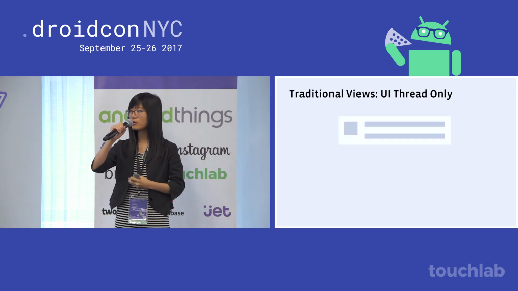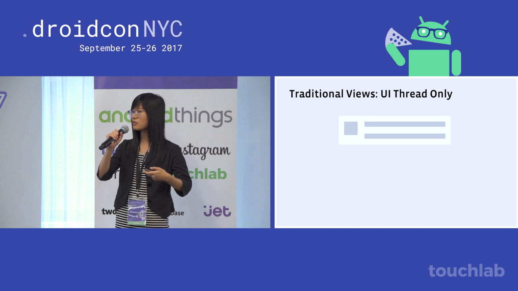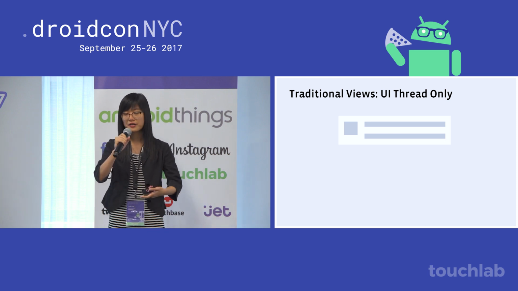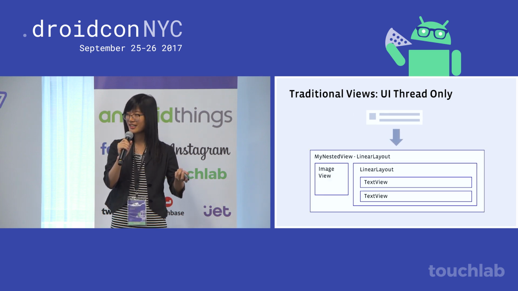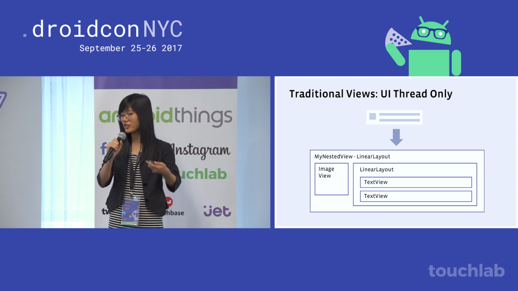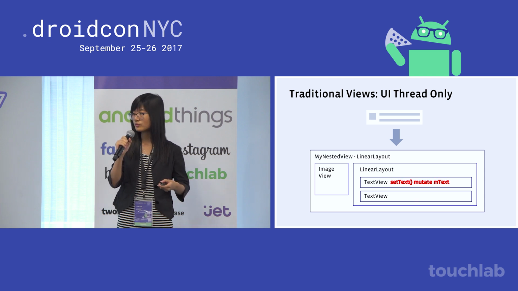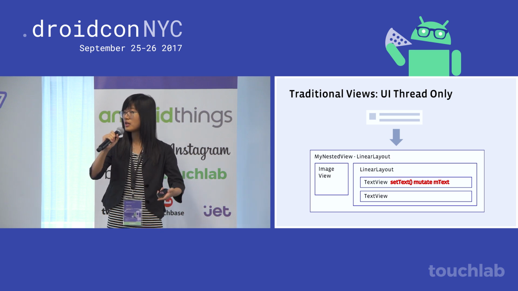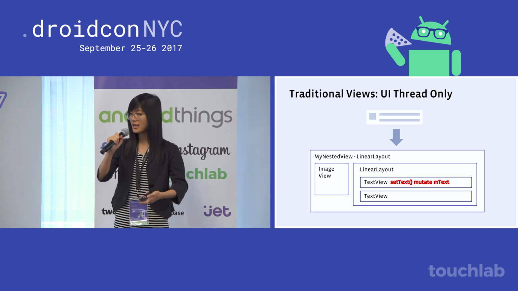Before I get into more about Litho, let's first talk about the traditional Android views and why they have always been single-threaded. Here's an example of a simple hierarchy with an image and two lines of text. How do we usually render it on Android? One of the common ways is to render with nested views, like linear layouts, image views and text views. What makes it not thread safe is, for example, TextView has a method called setText that mutates a field called mText. So Android views are mutable and stateful.